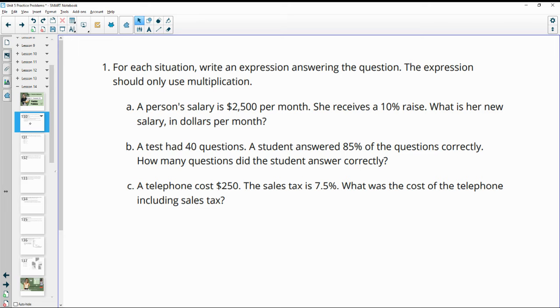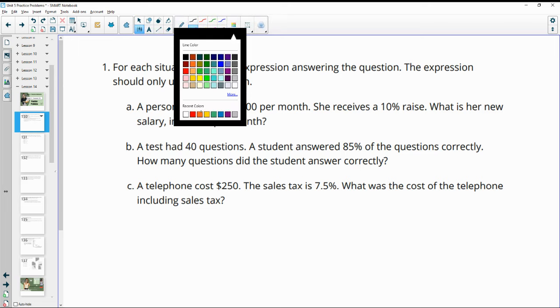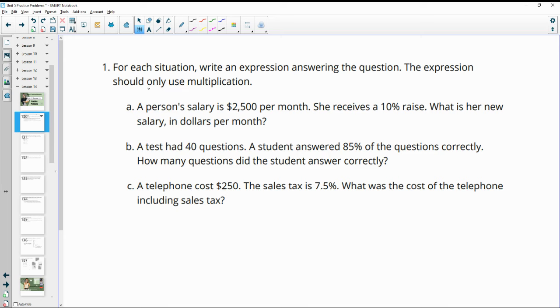Number 1, for each situation, write an expression answering the question. The expression should use only multiplication. The first one says a person's salary is $2,500 per month and she receives a 10% raise. What is her new salary in dollars per month?